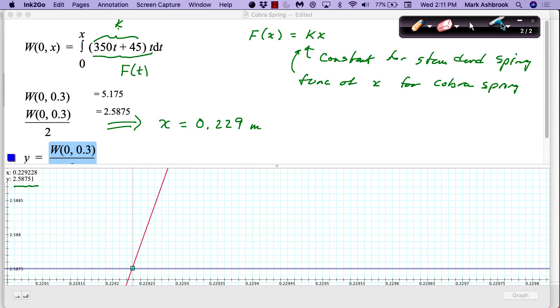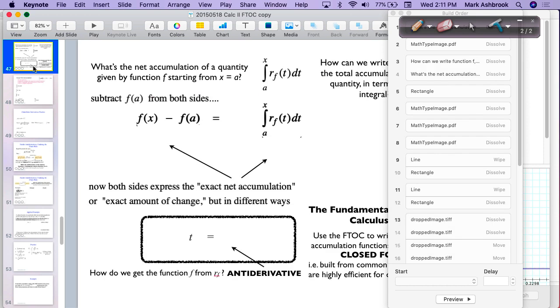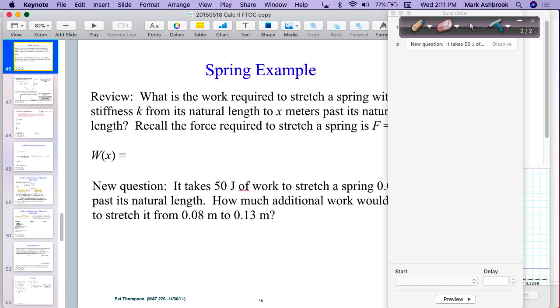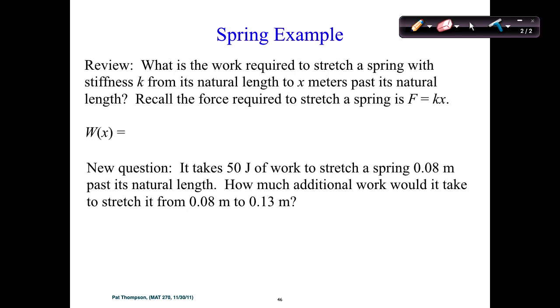So let's do one more spring thing. This one. So just skip over to this new question, right? So skip over the top part. New question: it takes 50 joules of work to stretch a spring 0.08 meters past its natural length. How much additional work would it take to stretch it from 0.08 to 0.13 meters? So I want you to define variables, make sense of the problem.